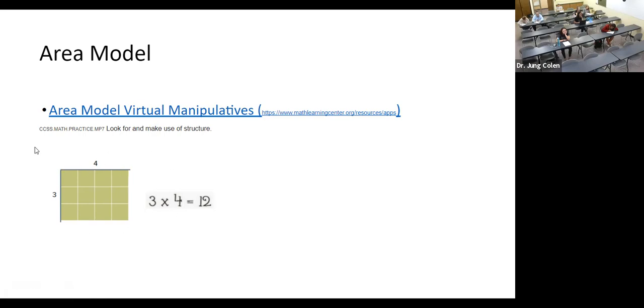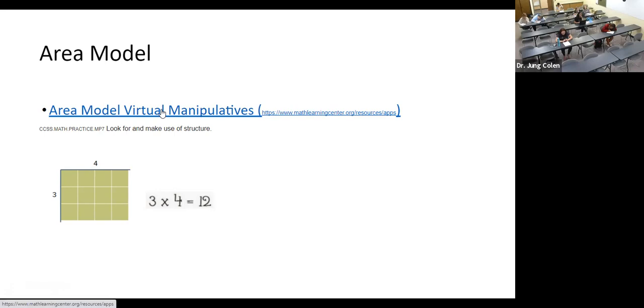Looking at this, it's similar to the array model, isn't it? We can look at 3 in each column, but there are 4 columns, so we can do 4 times 3. Or if we look horizontally, you can see there are 3 rows, and in each row there are 4 small squares, so 3 times 4.